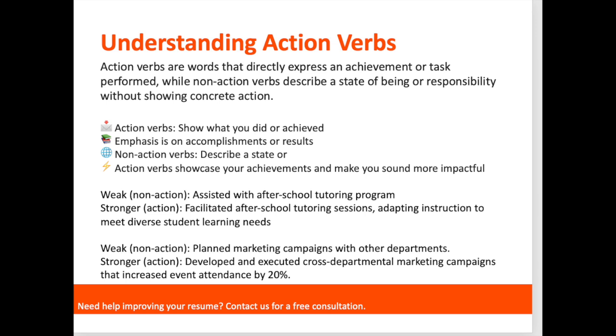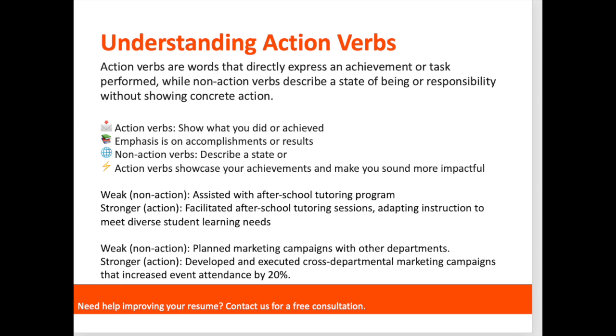So, for example, if you use a word like implemented, designed, or facilitated, these words highlight specific contributions that you made. And they're much more powerful than using a verb like did, had, or was, which are very vague and imprecise. That's why the emphasis with action verbs is always on the accomplishments or results. Instead of simply listing your responsibilities, you're showing the impact of your work.